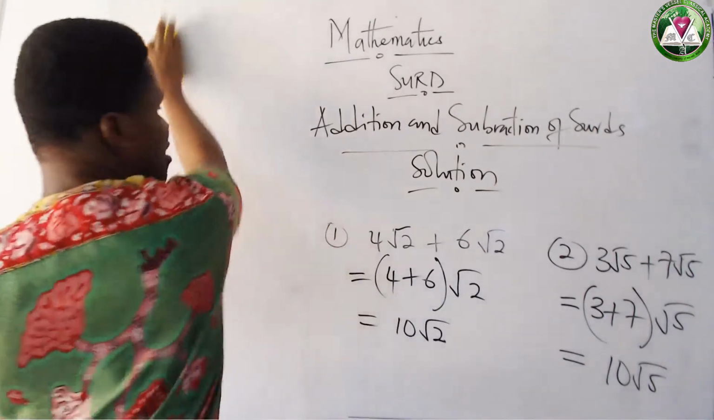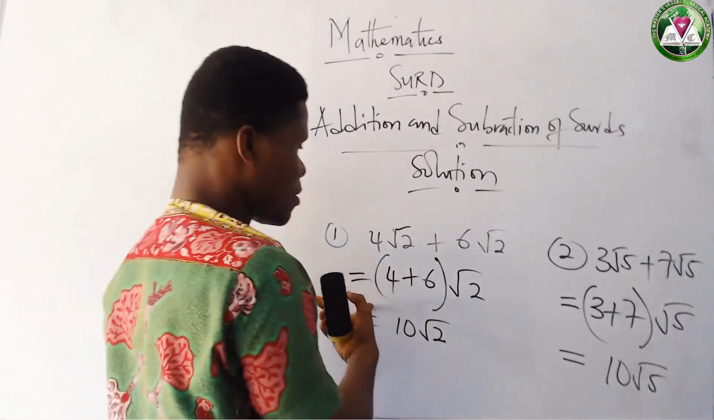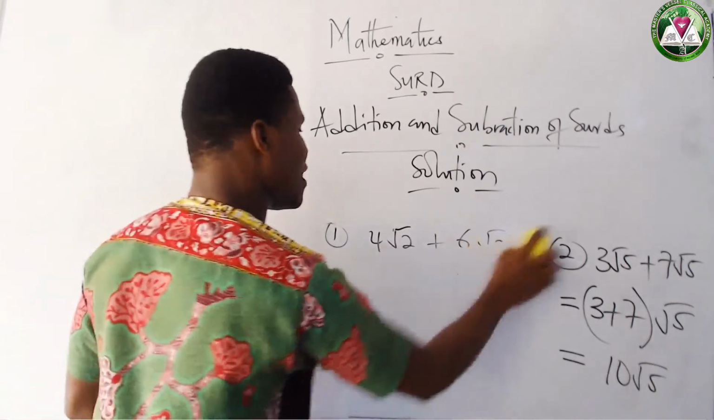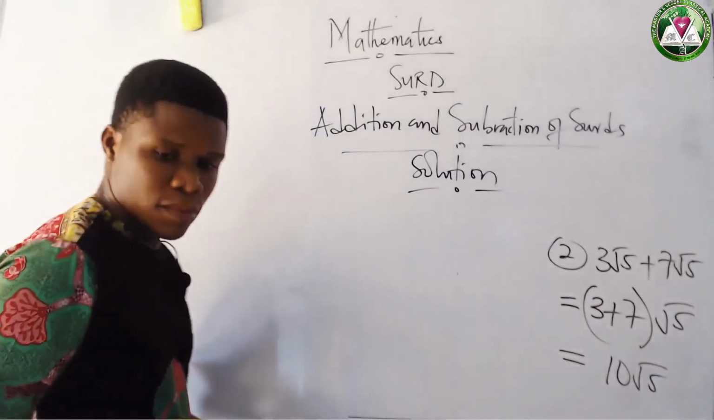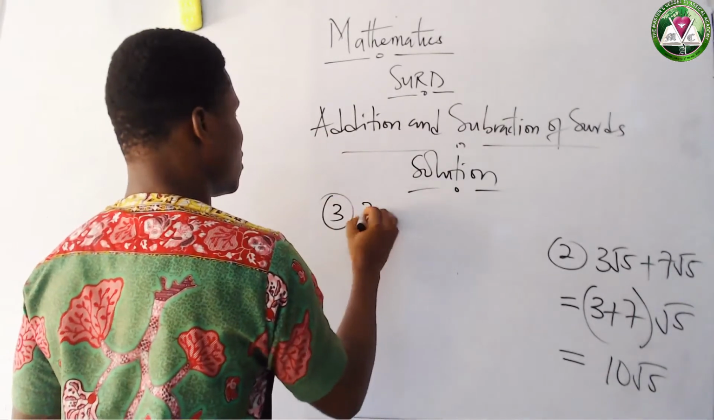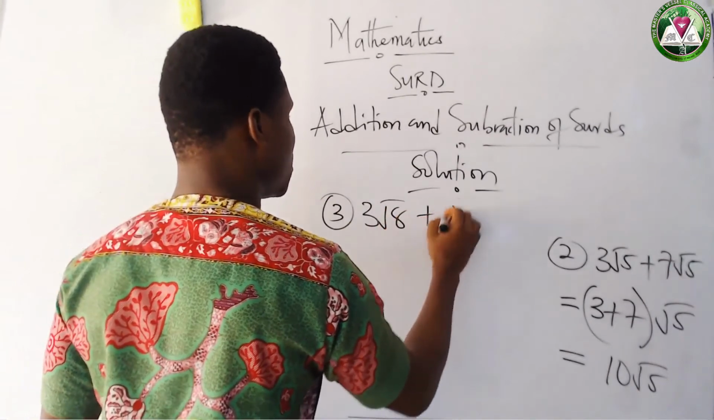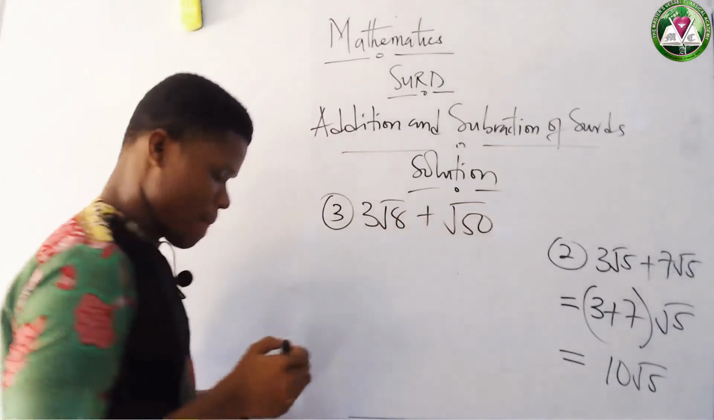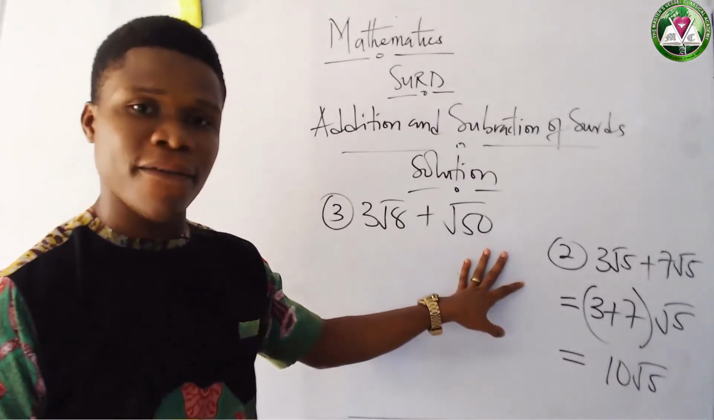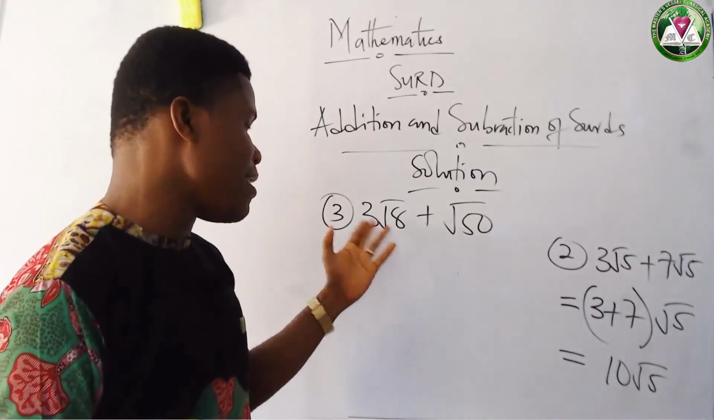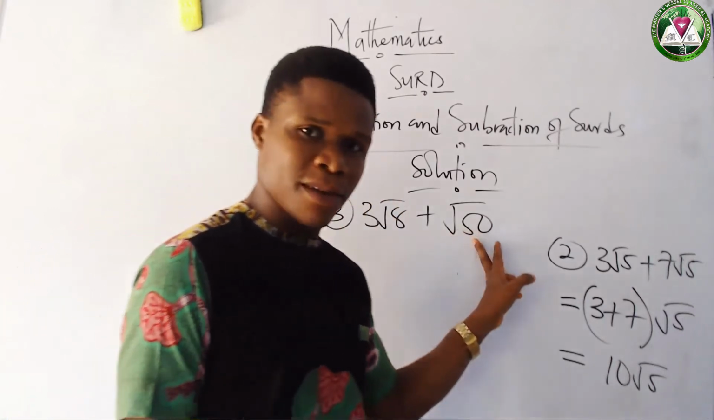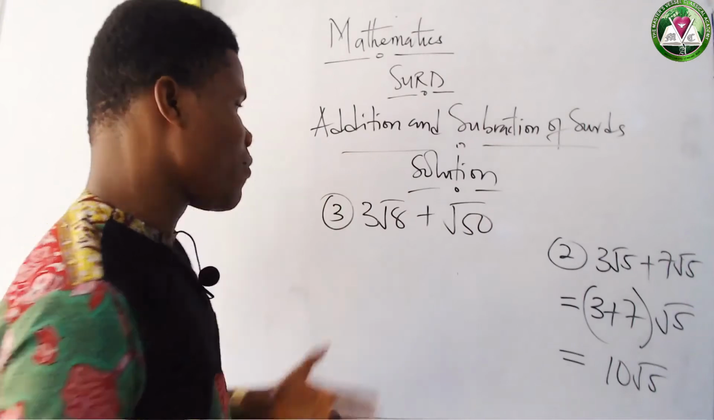Let's quickly look at number 3. Number 3 says 3 root 8 plus root 50. You can see for yourself that this 8 and this 50 are not in the lowest term. There's a perfect square that can divide 8, and a perfect square that can divide 50. So we have to simplify first before we add.